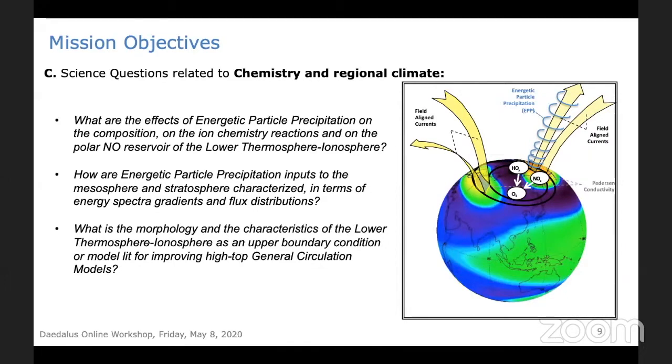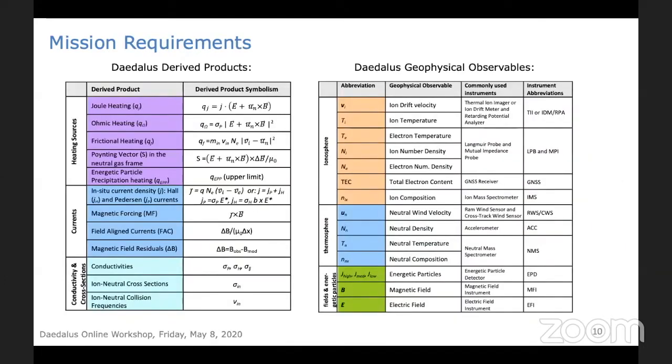These mission objectives are related to a number of derived products that Daedalus will be targeting. On the left, we see products that include the main heating sources on the top, estimated in situ by direct observation of all key parameters involved in these derived products of Daedalus. In particular, this includes the cross comparison of various estimation methodologies for Joule heating, ohmic heating, and frictional heating. And Daedalus will enable testing all three methods against each other.